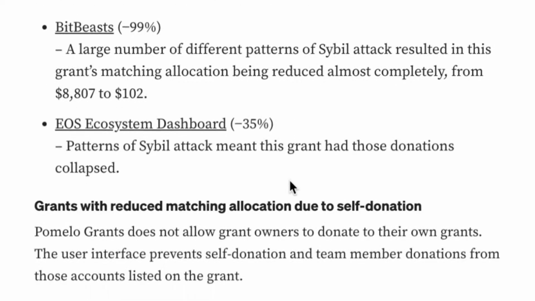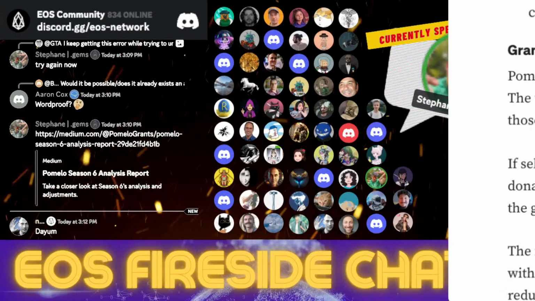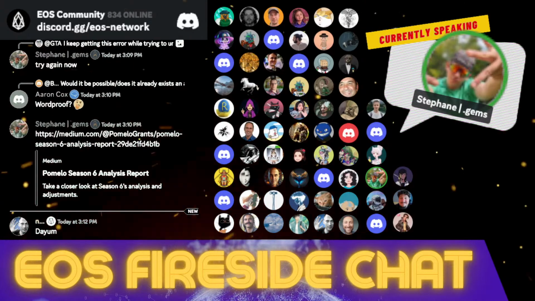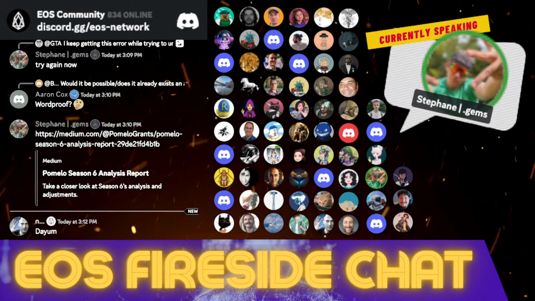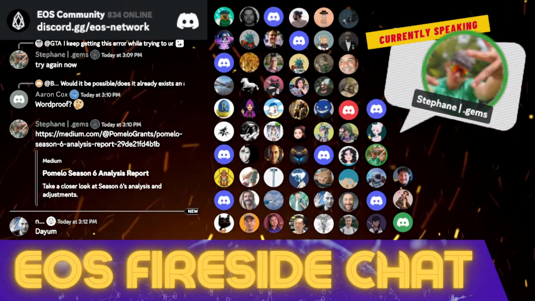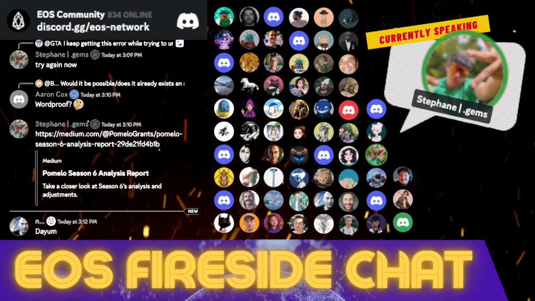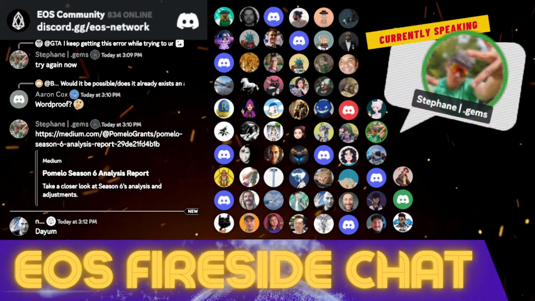Just a quick reminder, there is a 20% fee to each donation that is taken from donations of a Pomelo season and applied to the matching pool of the next season. So these donations that get collapsed for Sybil detection, 20% of those donations are actually given to projects for the future season. So that's one of the mechanisms that Pomelo uses to disincentivize Sybil attacks. A couple of grants had reduced matching allocation due to self-donation. So Telos Astral Quest had minus 58% and EOS India had minus 3%.